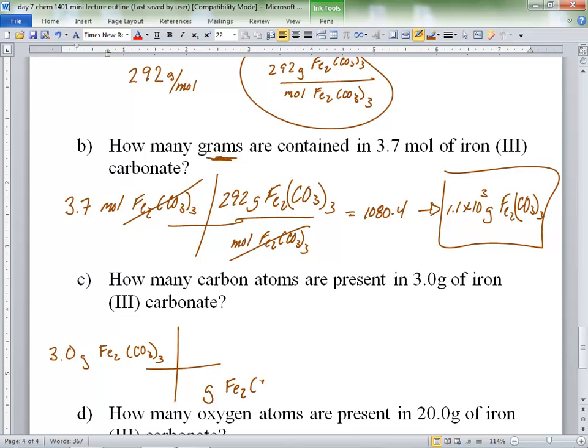And then you start asking yourself what to do. Well, you may already see what to do. I'm just saying that helps me. You want to get all the way to carbon atoms, Annabelle. I don't think we can jump from grams iron 3 carbonate to carbon atoms up here, but we can do what?